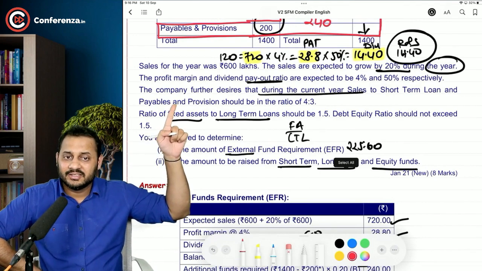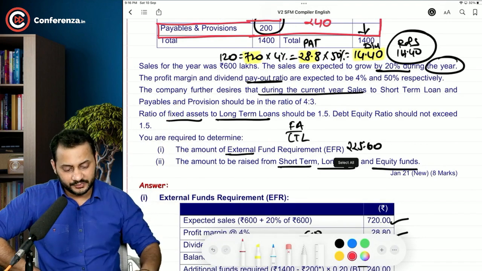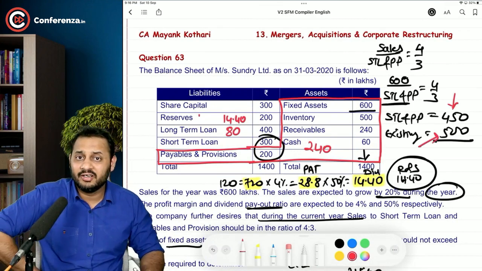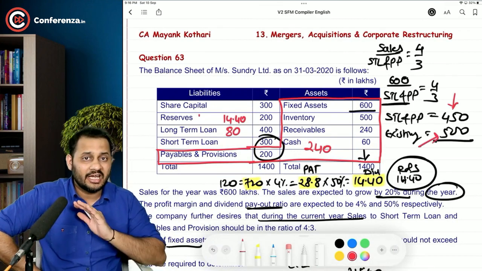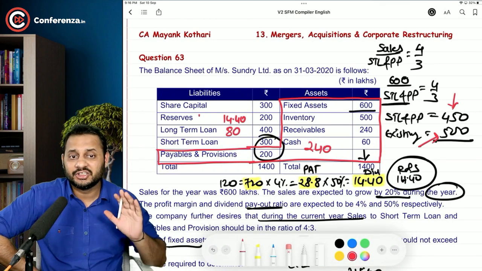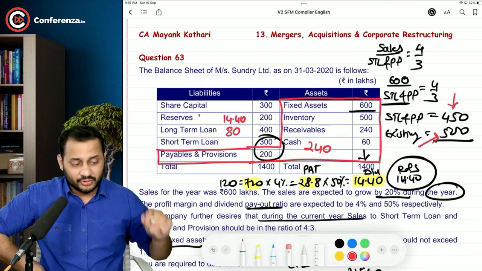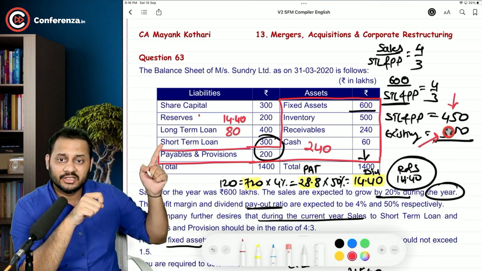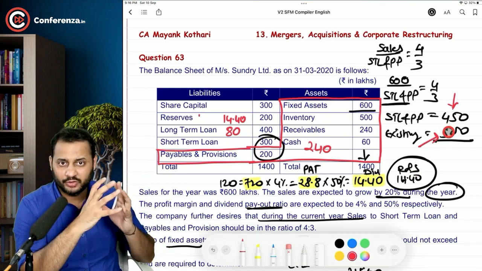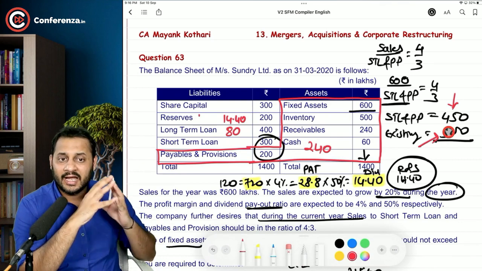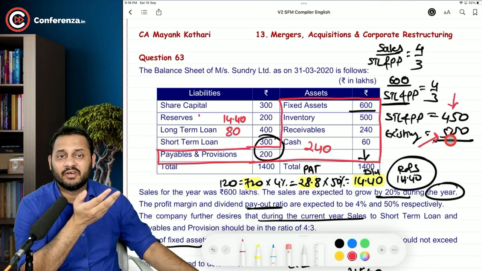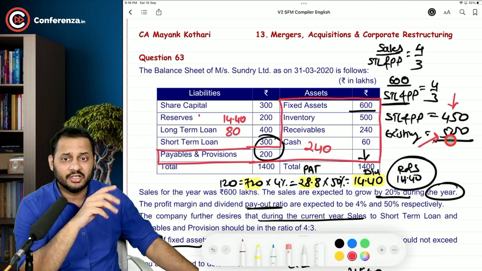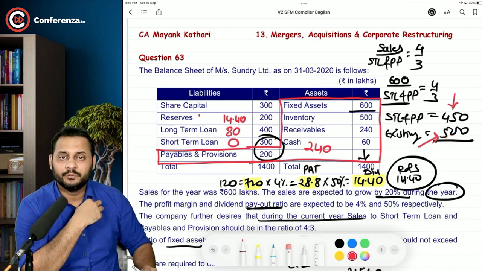Sales, current year sales to short-term loan and payable and provision, it was coming to 450, but we already have 500 existing. That means we cannot raise additional short-term fund. It is already higher than required. The required balance in the short-term and payable and provision in total should be 450. And existing balance itself is 500. So what extra will you raise? Nothing. So the short-term loan will be 0.